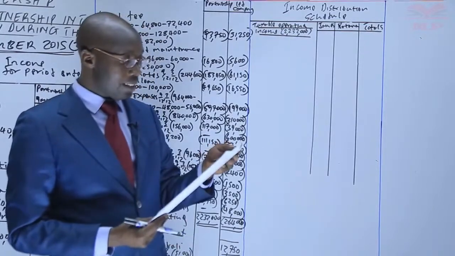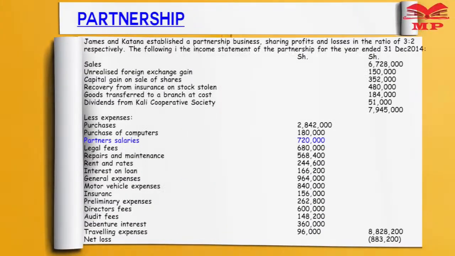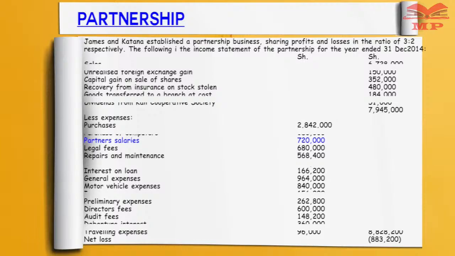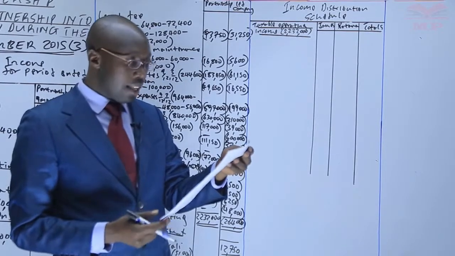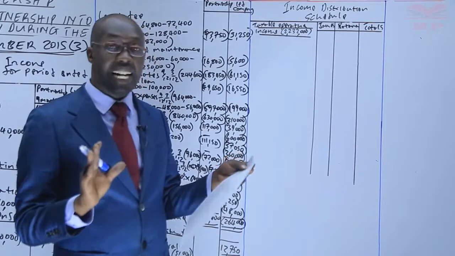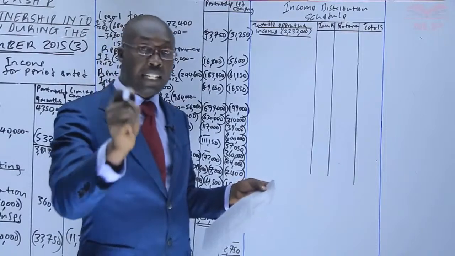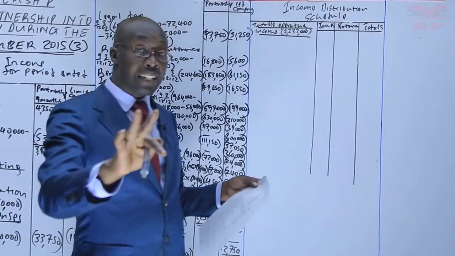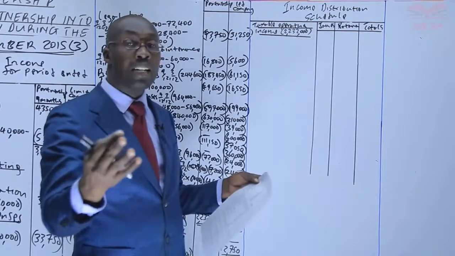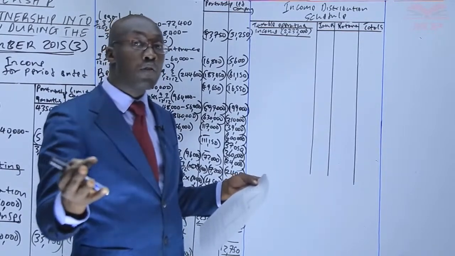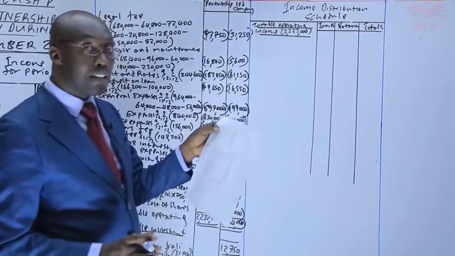You go to the expenses: purchases, purchase of computer, partner salary. Yes, we have the partner salary. But then, how are they sharing the salary? If you go to the additional information, there is nowhere we are told how they were sharing the salary. This is what we said: if you're not told how they are sharing the items, actually you just look at the 3, the salary, the commission, and interest on capital, share equally. Not according to the profit sharing ratio, share equally. That's the rule. So in this case, since we are not told about the partner salary, we share equally.